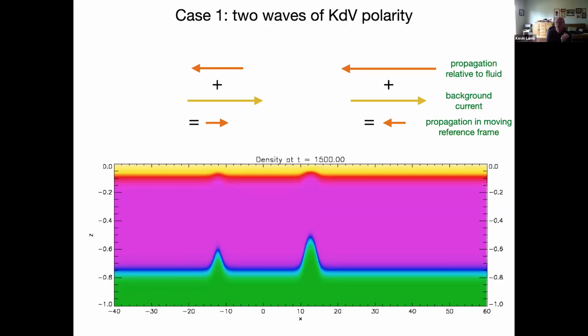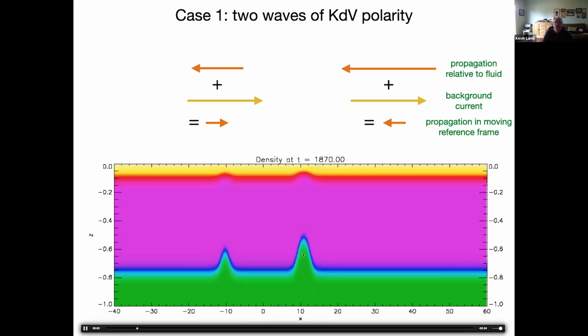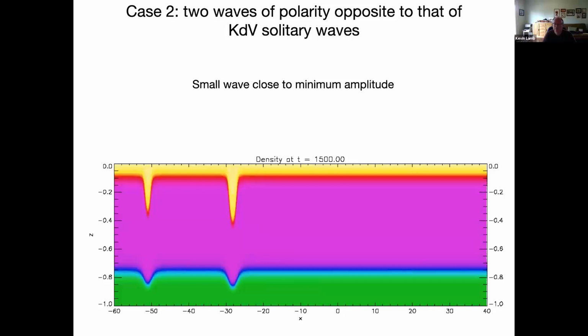So here is the interaction of two waves with the KdV polarity. So again, in a moving reference frame. The larger one is catching up with the smaller one, but we're moving with their average propagation speed. So they're both sort of propagating towards 0. The waves interact, and again, some very, very tiny waves are radiated. So they interact very much like KdV or Gardner solitary waves.